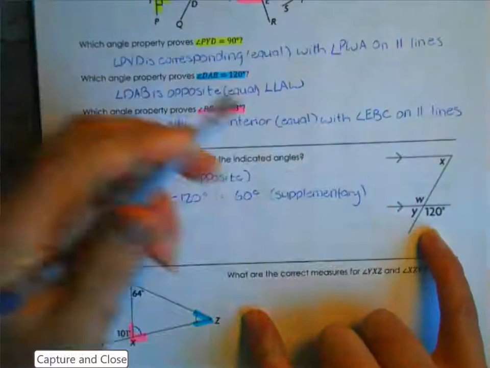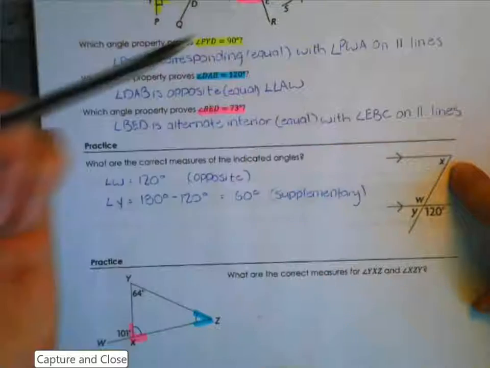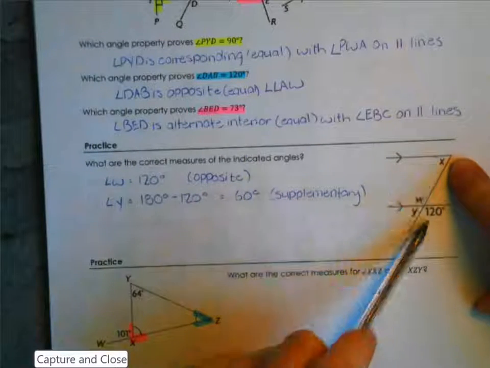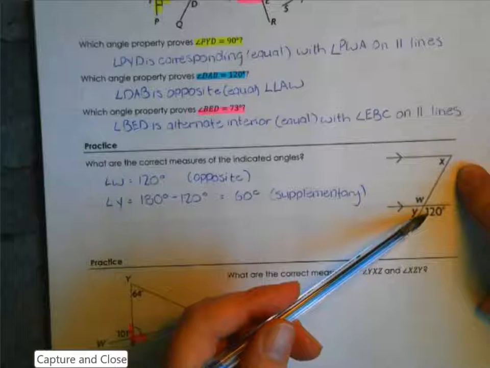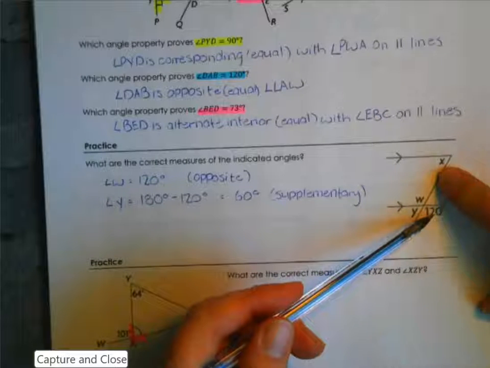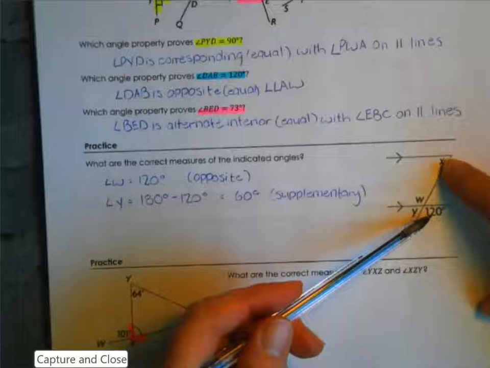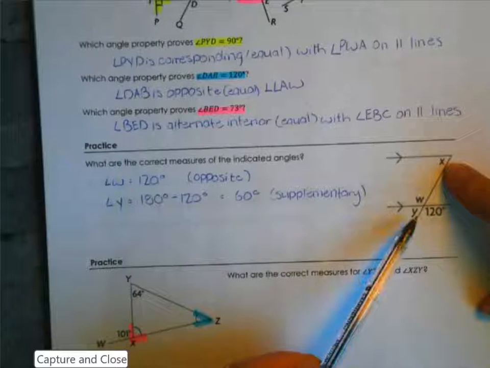Okay, and then the last one we need to solve for here is x. So does x have a relationship with any of these angles? Well, we can't use the 120 because 120 is on the exterior and x is on the interior, so we can't use the alternate rule.